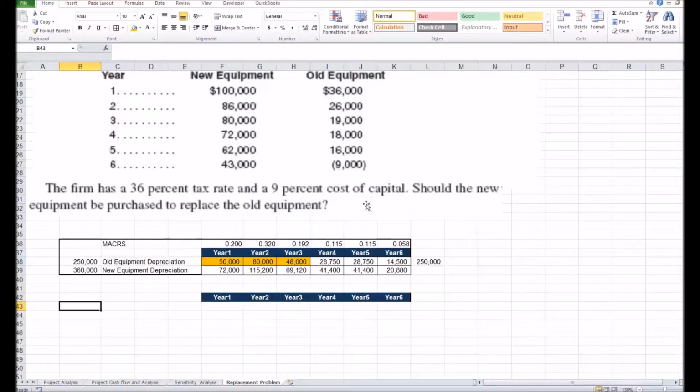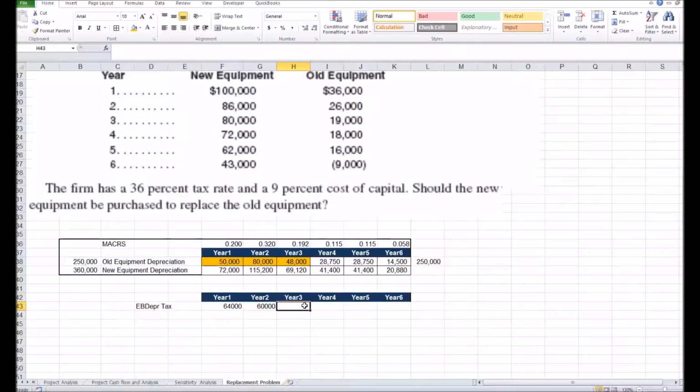We're ready then to look at the change in revenue. In each of these years, operating earnings before depreciation and taxes is going to equal the $100,000 we get for the new equipment. We might be buying something that is very efficient and helps me increase sales, and the $36,000 if we didn't change and stayed with the old equipment. That's really the change in revenue here for that first year. Our second year is going to equal the $86,000 minus the $26,000 we would have gotten off the old equipment.